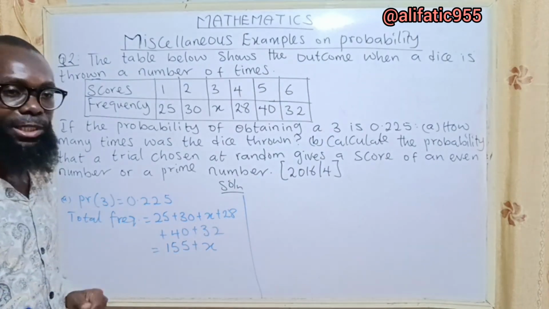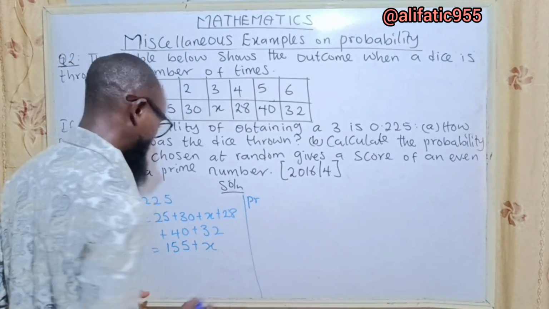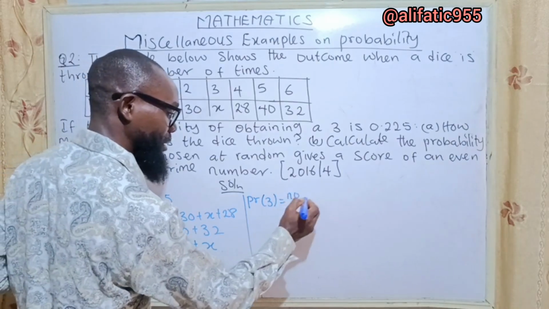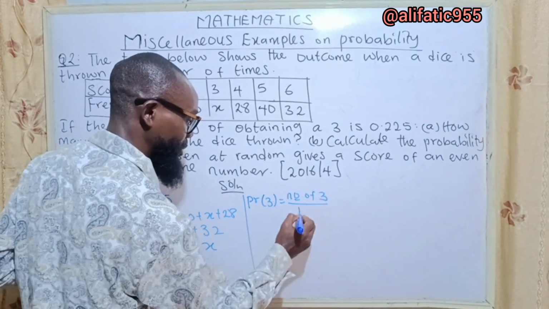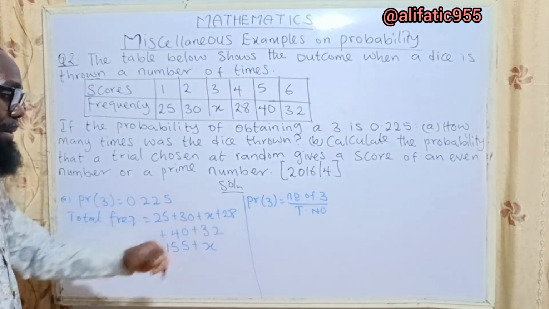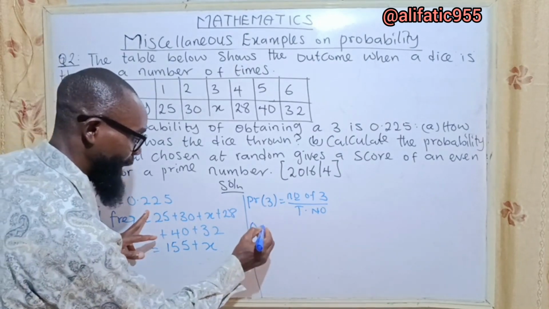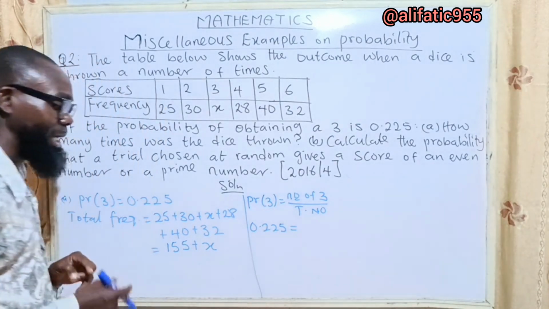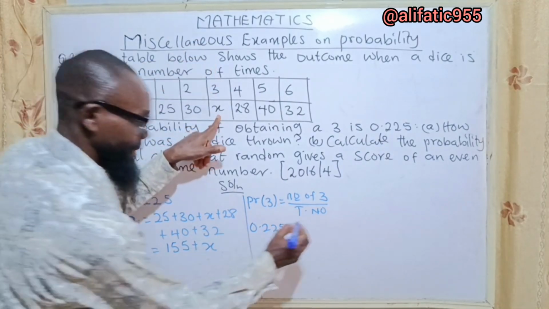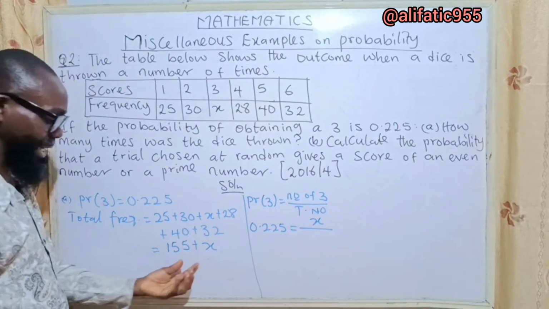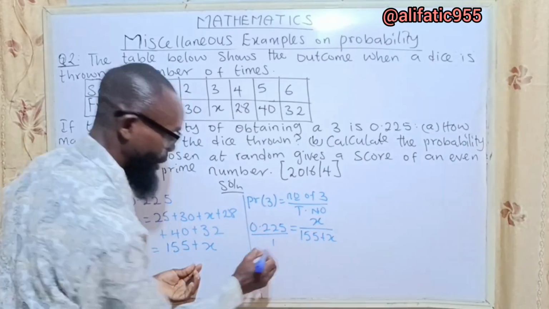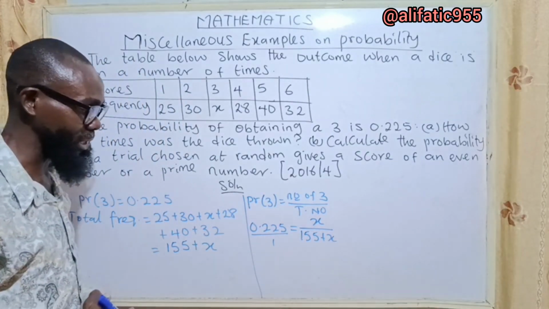From the definition of probability, the probability of obtaining a 3 equals the number of obtaining a 3 over the total number. That total number is the frequency. So 0.225 is equal to the number of obtaining a 3, which is x, over the total number that we calculated, 155 plus x. Let's give this over 1. What is the next step? The next step is to cross multiply.